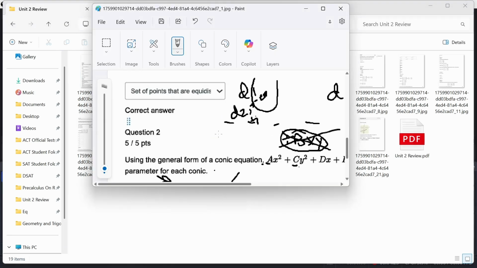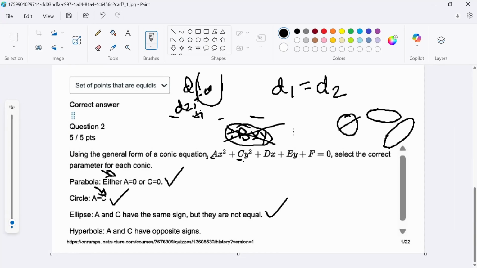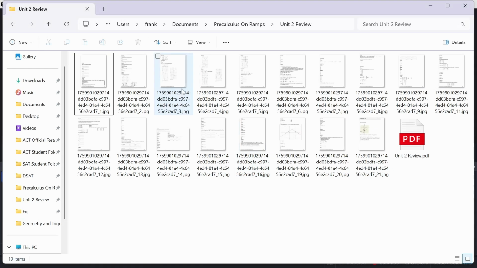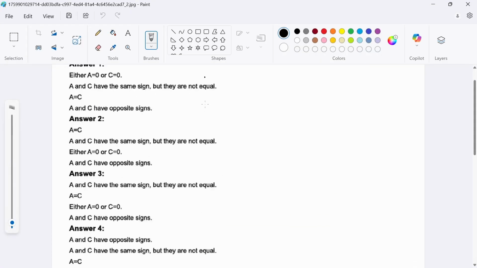And oh wait, I accidentally zoomed out, or I don't know, made it small. But there it is. So that's question 2. Done. I'm not going to save it. Where's question 3? We're just going through this review.